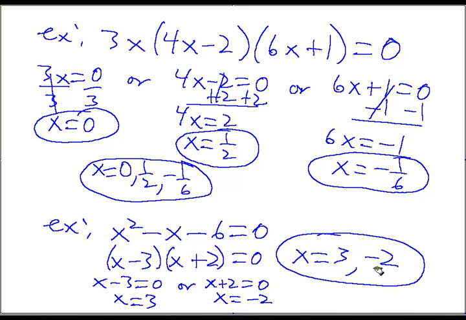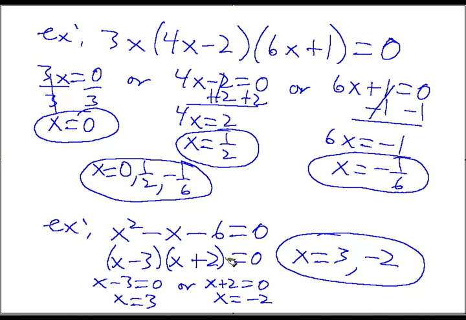Now, let's check our answers very quickly. I'll just check the 3 for you, and I'll let you check the negative 2 by yourself. Let's plug 3 in for x. 3 squared is what? 9, right? Minus 3, since x is 3. So 9 minus 3 is 6. 6 minus 6 is what? 0. Check. So this is correct. Same thing for negative 2; you can do the same thing when you plug it in to check. So the two solutions here are 3 and negative 2.